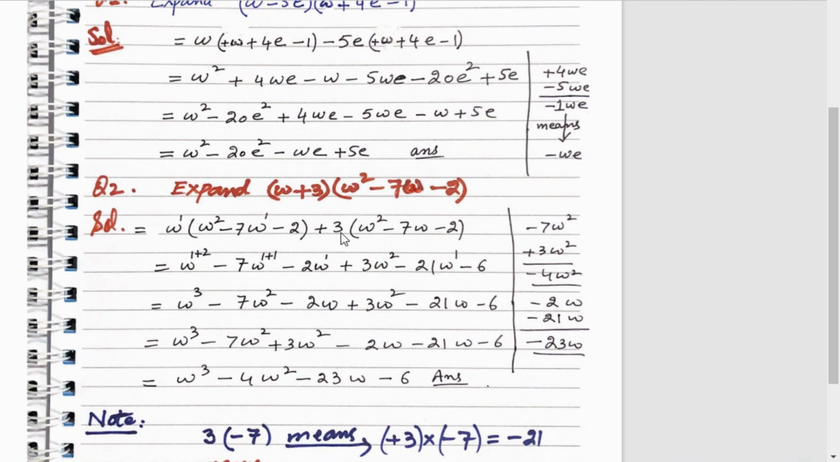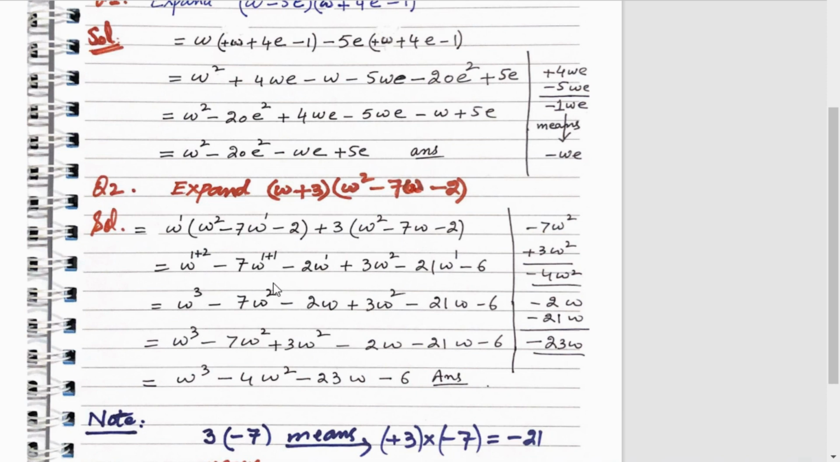Plus second term, 3. Because of this bracket, 3 will be multiplied by all the terms inside, likewise as we have done before. 3 multiplied by w square will be 3w square, plus into minus, minus 7 threes are, numbers will be multiplied, 21. w raised to power 1 means w. We can write w as w or w raised to power 1, makes no difference.